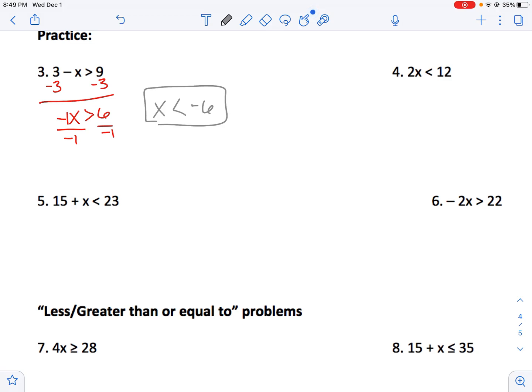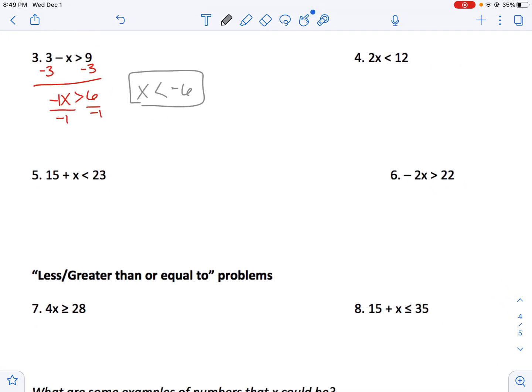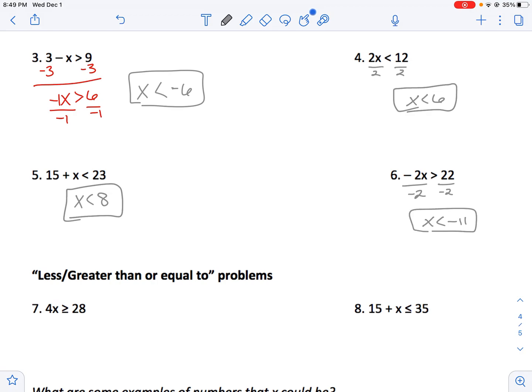Why don't you pause the video, try 4, 5, and 6, and then unpause to check your work. So number 4, I would divide by a positive 2. I do not need to flip my inequality sign. And I have x is less than 6. Here I would have x is less than 8. And here I am dividing by a negative 2. So x would be less than negative 11.